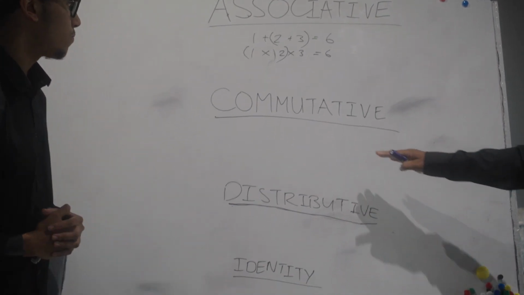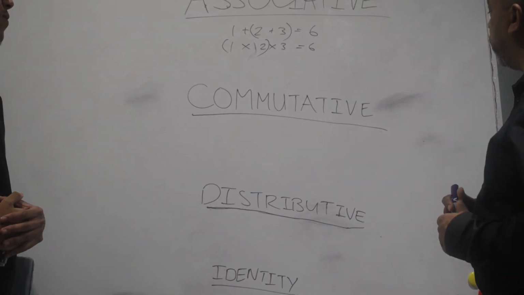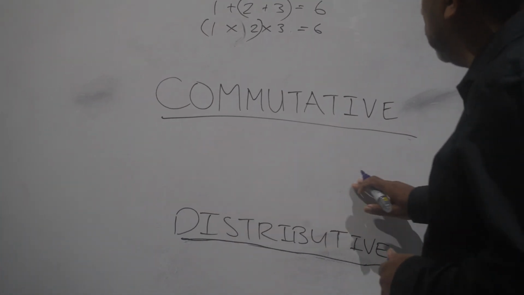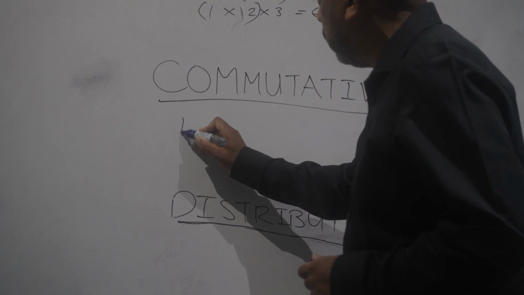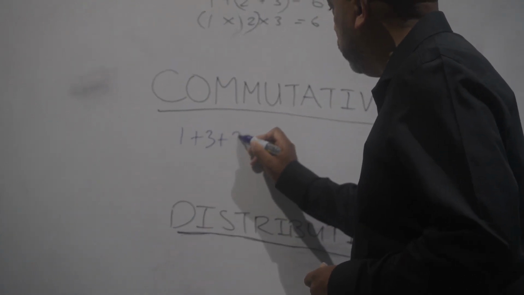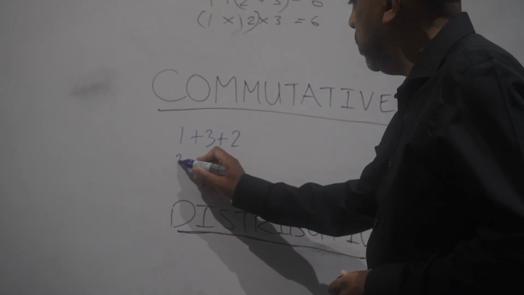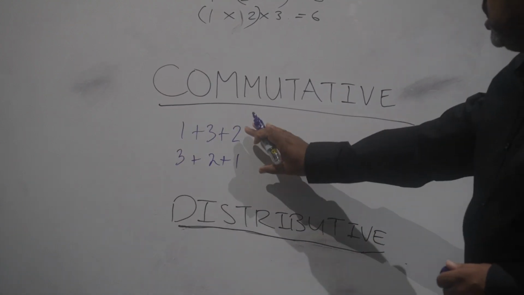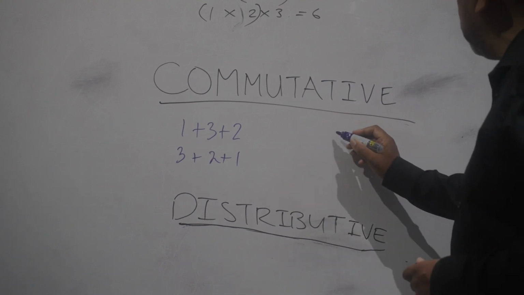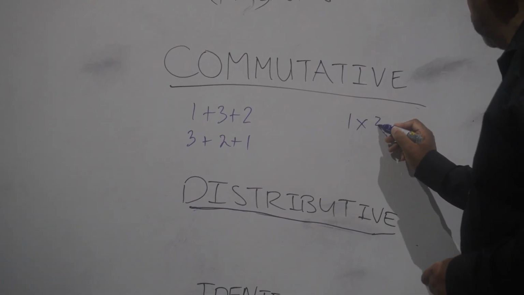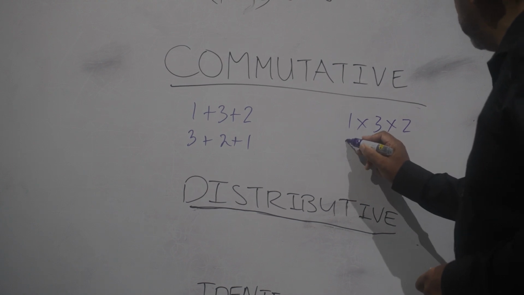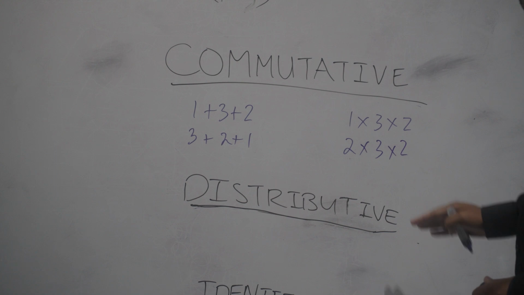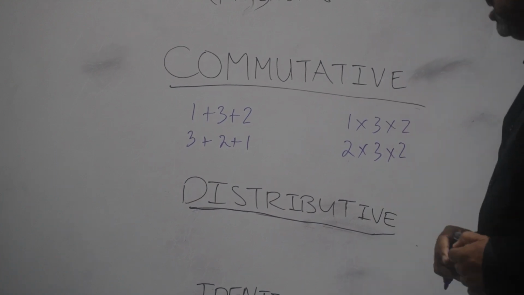The second one is the commutative law, or the commutative property, and what this basically tells us is that you can write it in any order. In other words, 1 plus 3 plus 2 will be the same as 3 plus 2 plus 1. So you can swap those numbers around. The same applies to multiplication. You'll get the same answer. So these properties all pertain to addition and multiplication.